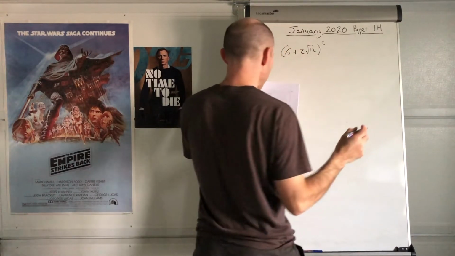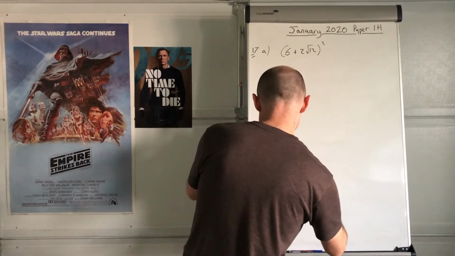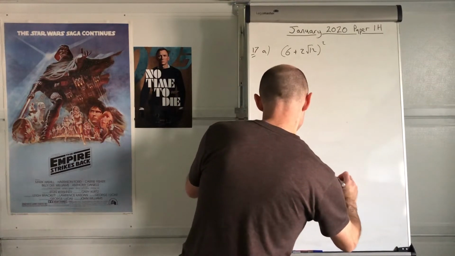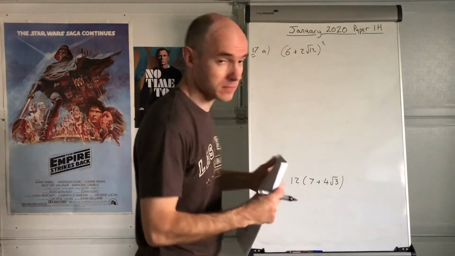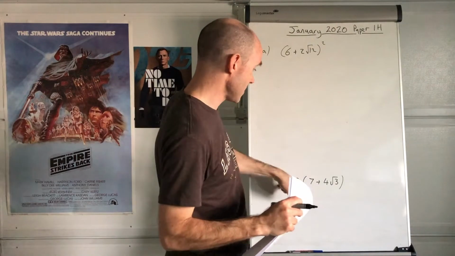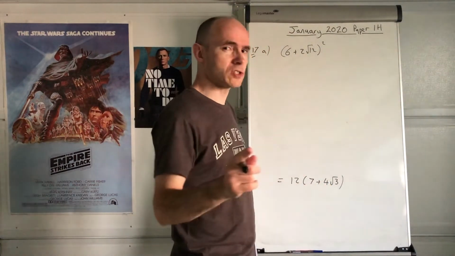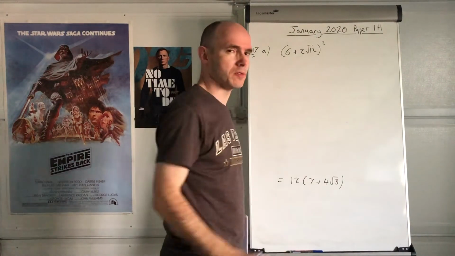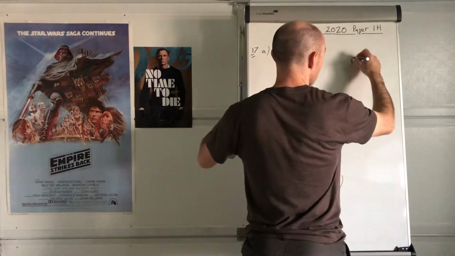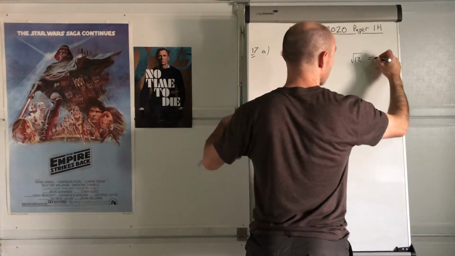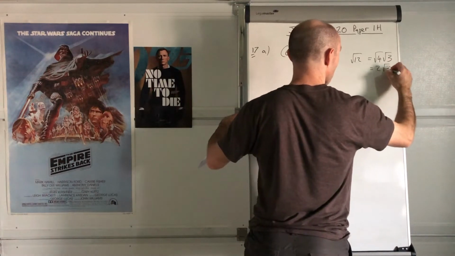Show that that is equal to, let's put the answer at the bottom there, 12 times 7 plus 4 root 3. It's a good idea to know what you're aiming towards. So question and answer. Now, for the 4 root 3, I suggest you rewrite the root 12. You can put the working on the side. Root 12 is equal to root 4 times root 3, which is equal to 2 root 3.